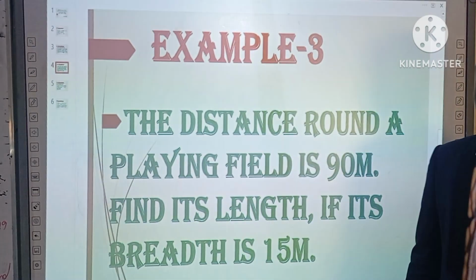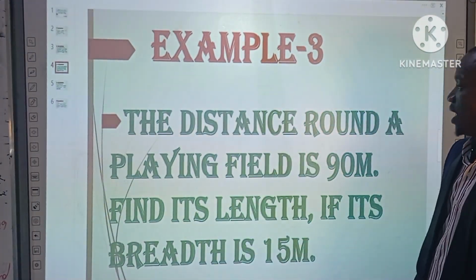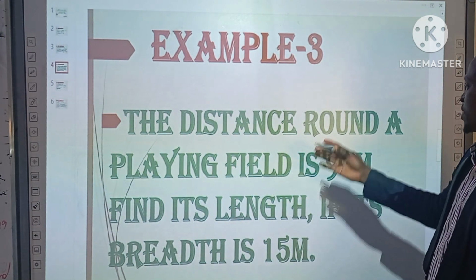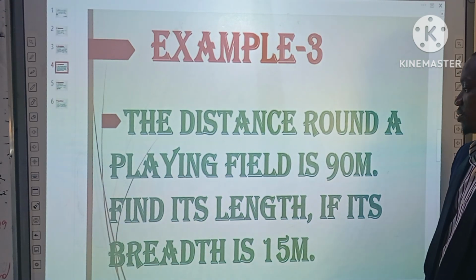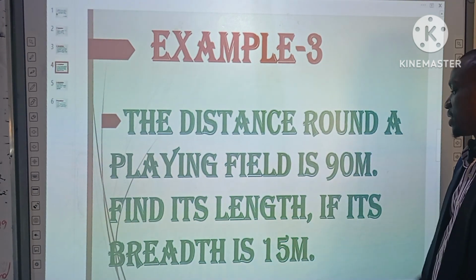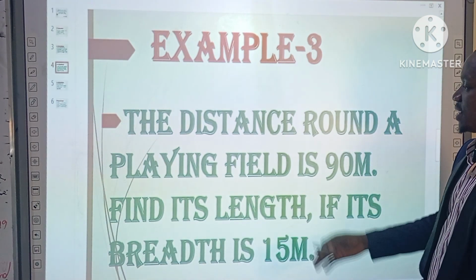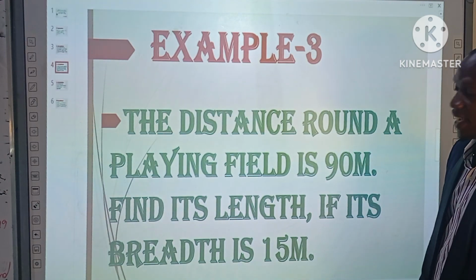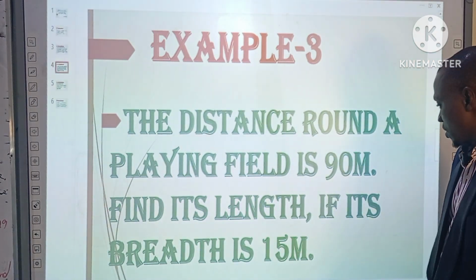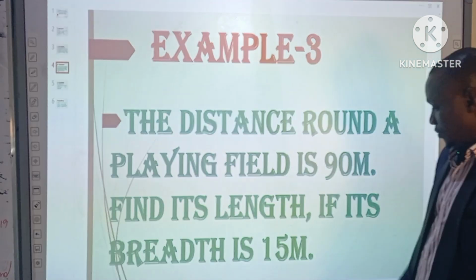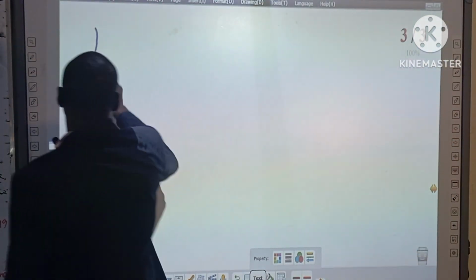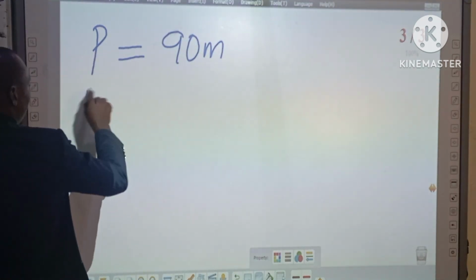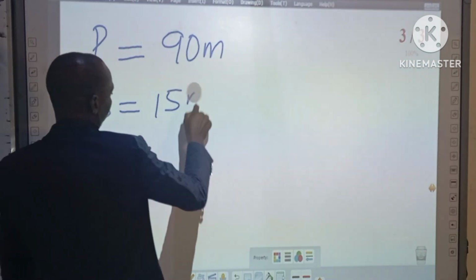Let's go over to our third question for today. And the third example, we are asked to look for the length of a shape. It said the distance around a playing field is 90 meters. Find its length if its breadth is 15 meters. The distance around the shape is simply the perimeter of that shape. So the distance around this playing field is 90 meters. We are asked to look for the length if the breadth is 15. So perimeter, which is the distance around the field, is 90 meters. The breadth, B, is equal to 15 meters.